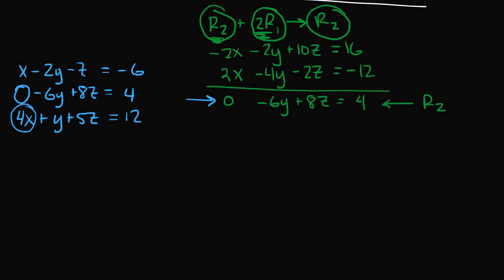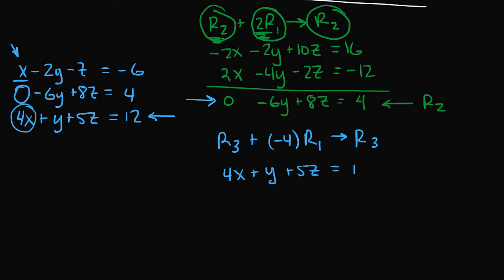So I'm going to use that third rule again. I'm going to take R3, equation 3, which is this equation right here, and add to it negative 4 times equation 1. If I multiply equation 1 times negative 4, I'm going to get a negative 4x here. And then if I add it to the third equation, I'll get a 0 in the x term. So this is going to yield our new R3. So let's do that. R3 was 4x plus y plus 5z is equal to 12.